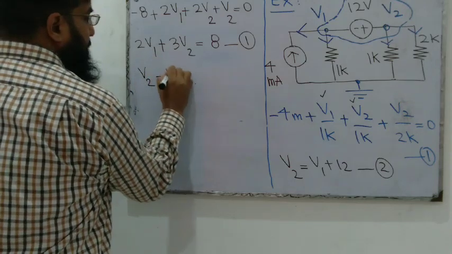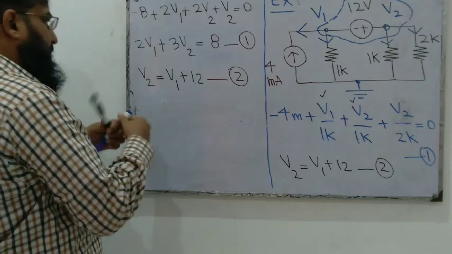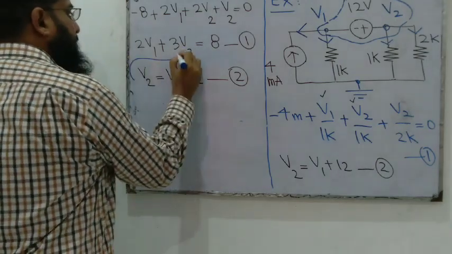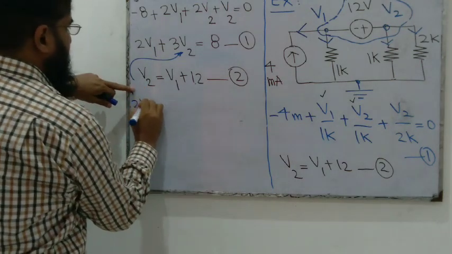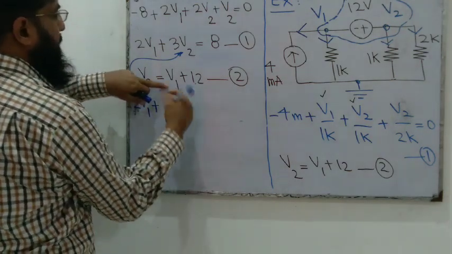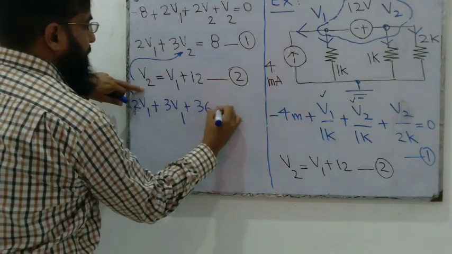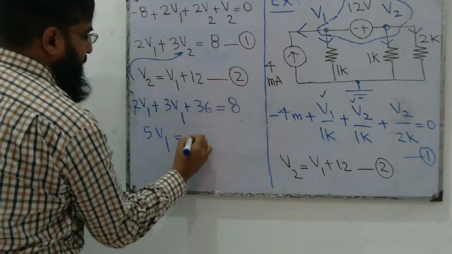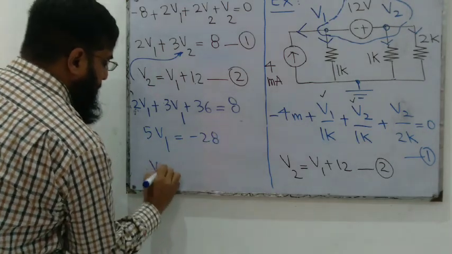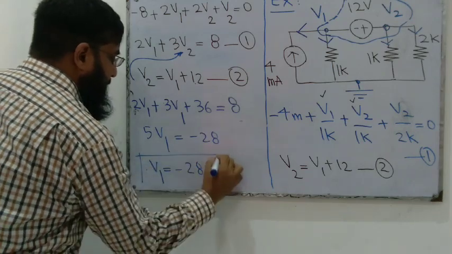V2 is V1 plus 12. Now we can put the value of V2 here. If you put V2 here, this becomes 2V1 plus 3V1 plus 36 is equal to 8. So it is 5V1 is equal to minus 28. So V1 is minus 28 over 5.